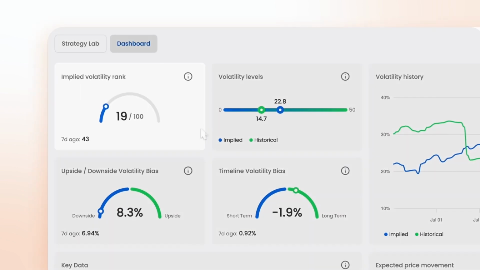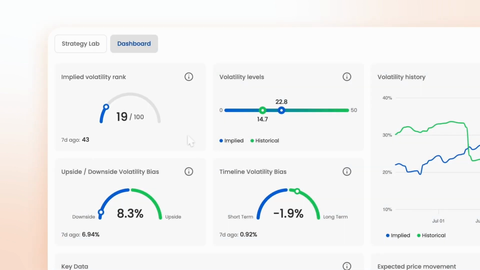The implied volatility rank helps traders determine if the current implied volatility of an option is high or low compared to its historical volatility over a given time frame. It guides traders in deciding whether to favor buying or selling options based on volatility conditions. Apple's current implied volatility rank is significantly lower than it was a week ago, which could make debit spreads more favorable.